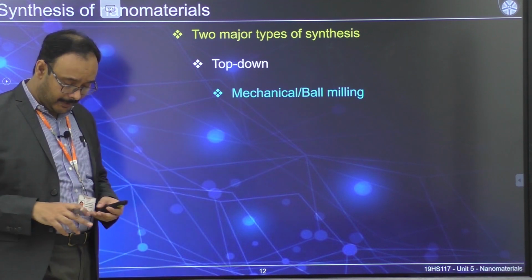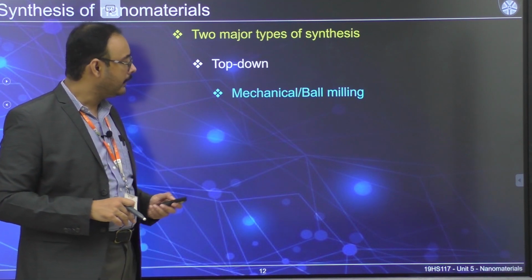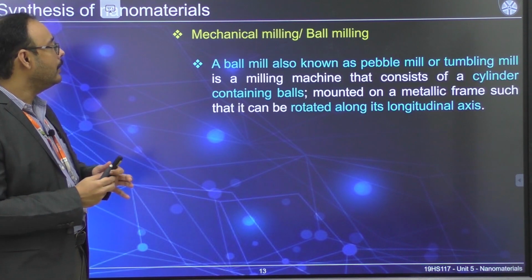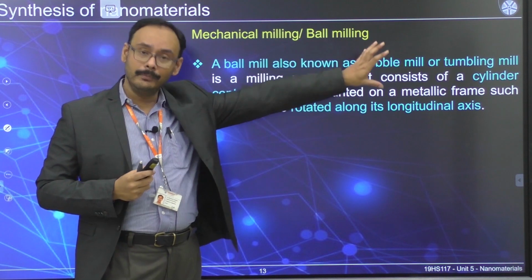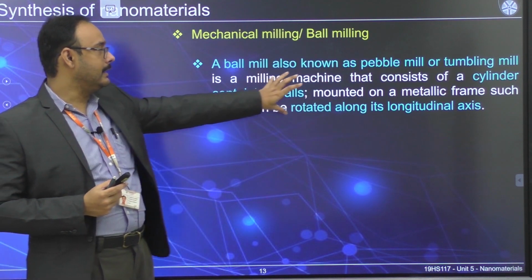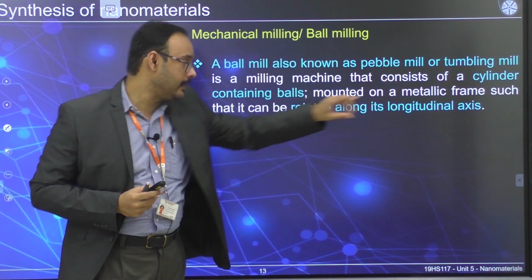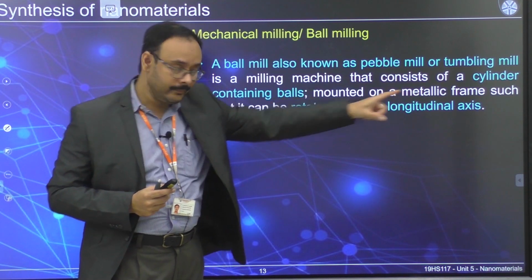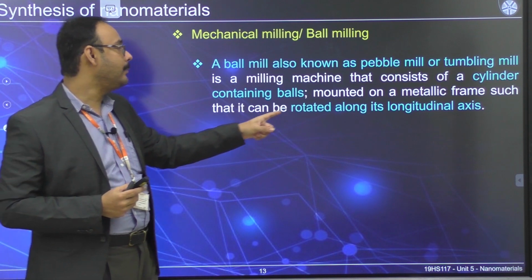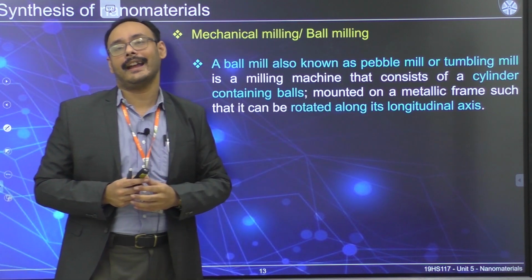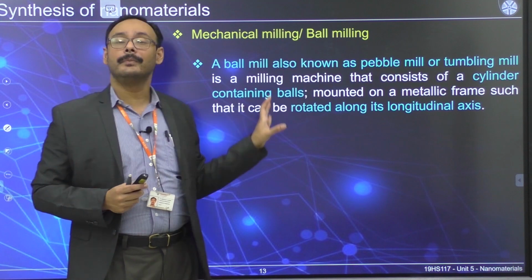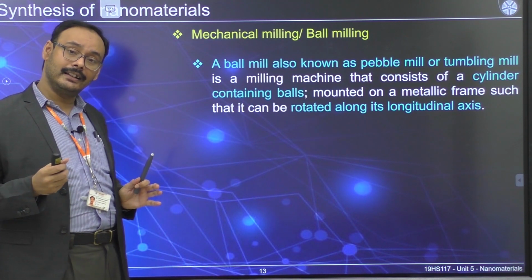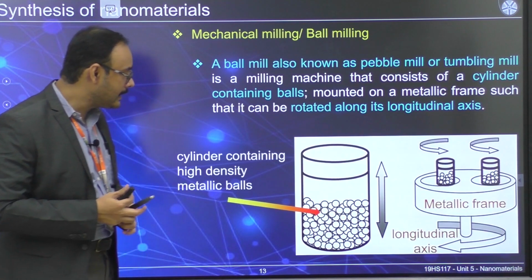So let's concentrate on mechanical and ball milling. As far as our topic is concerned, a ball mill, also known as a pebble mill or tumbling mill, is a milling machine that consists of a cylinder containing balls mounted on a metallic frame such that it can be rotated along its longitudinal axis. Now it sounds a bit fancy, but as far as the process is concerned, it's very simple. So this is what it is.